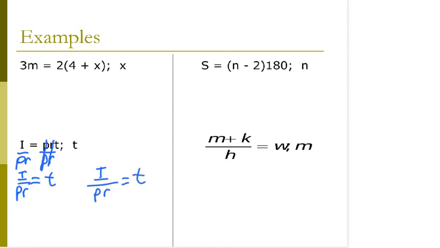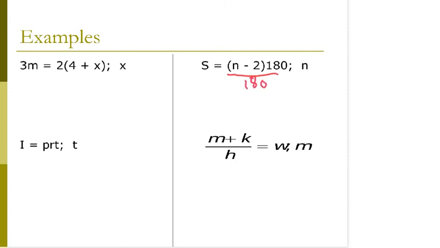For the next one, we're trying to isolate n. So again, we can divide both sides of our equation by 180. These 180s divide out, and we're left with n minus 2, and on the right, s over 180. We need to eliminate the subtract 2 by adding 2 to both sides of our equation. We end up with s over 180 plus 2 equals n. So that is how we would do that one.